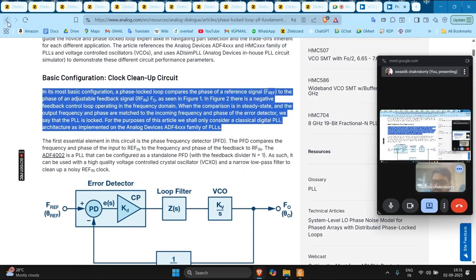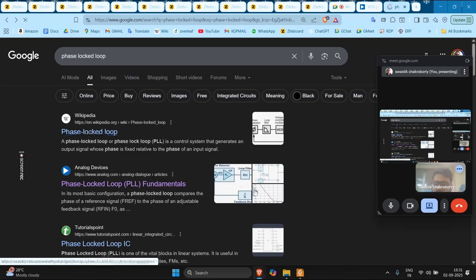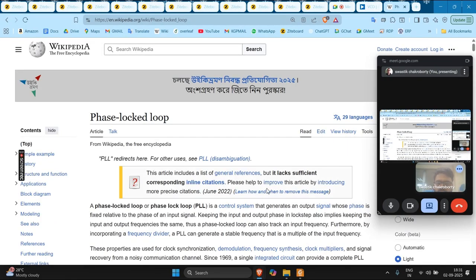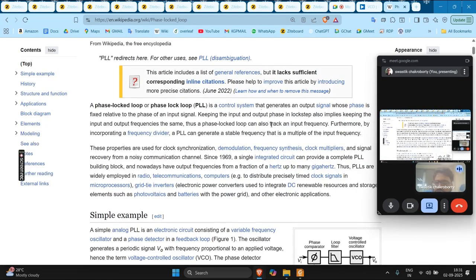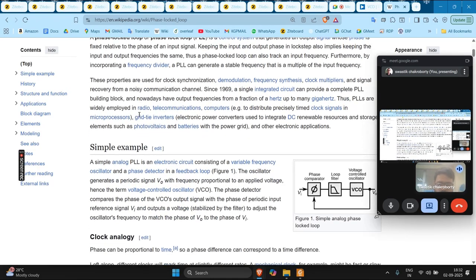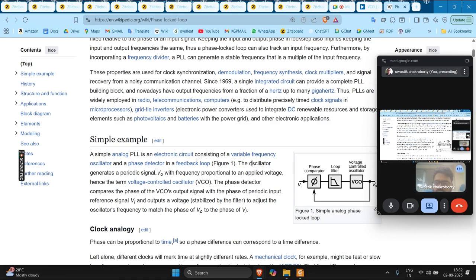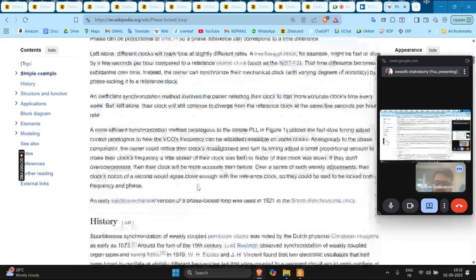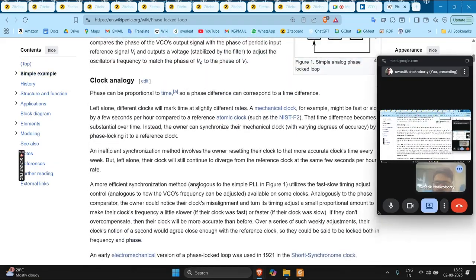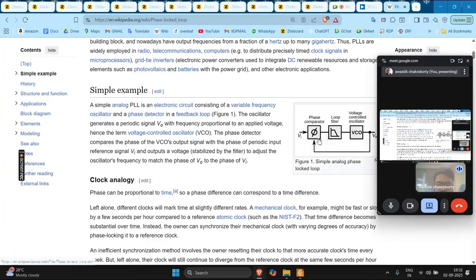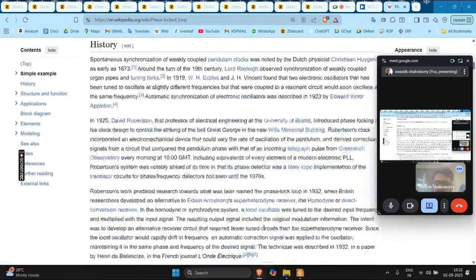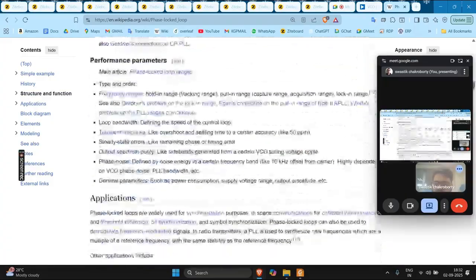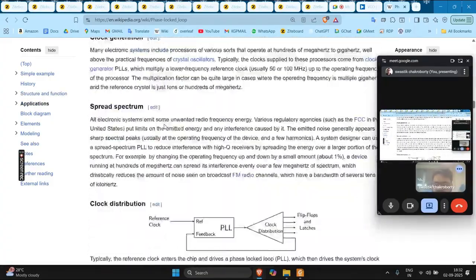A phase lock loop is a control system whose output signal phase is fixed in relation to the phase of an input signal. So it keeps close track of the phase. Here it is synchronizing with respect to the input phase. So we will now look into the implementation of a phase lock loop.